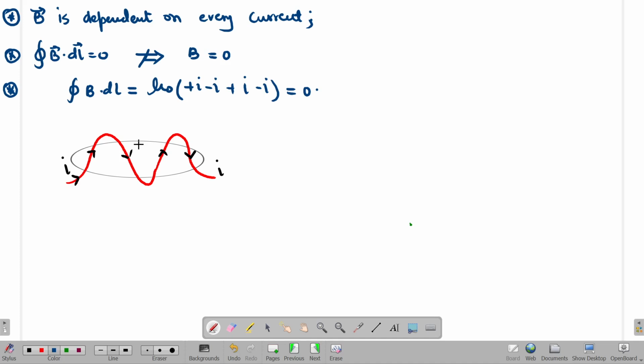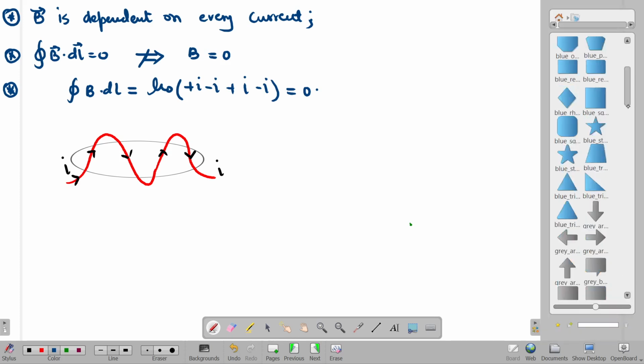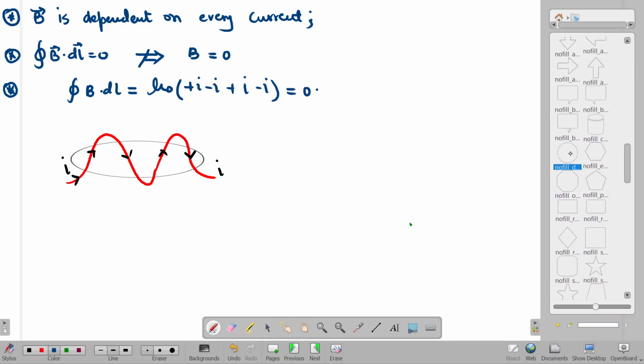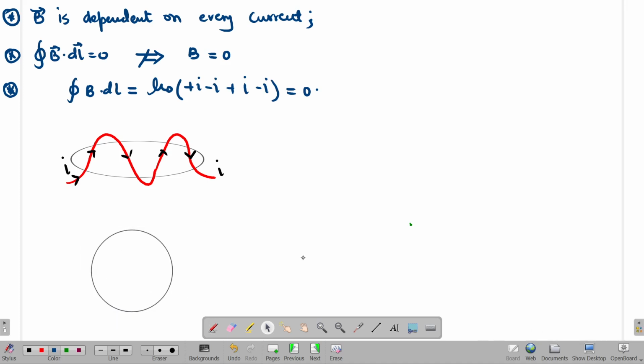We can take another example also. Let's suppose this is my loop and the wire is like a solenoid. First dot is there. Dot means coming out, cross means inside. So I'm putting the wire this way. Same wires.